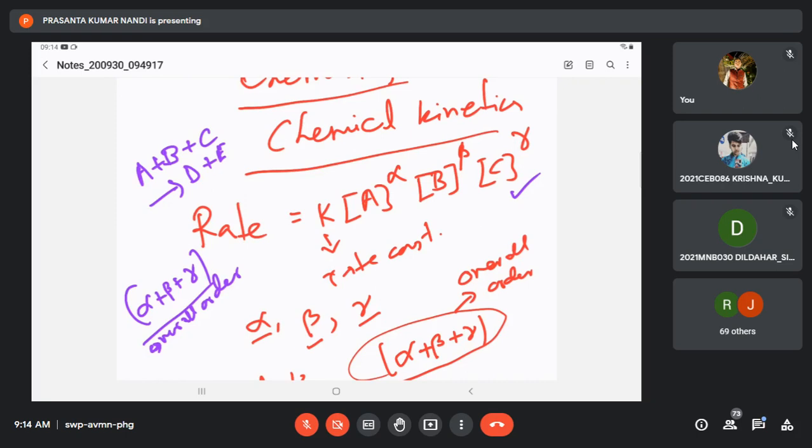Now here K, as you know, is called the rate constant, right? K is called the rate constant. And you know the rate constant depends only on temperature. It does not depend on reaction concentration.